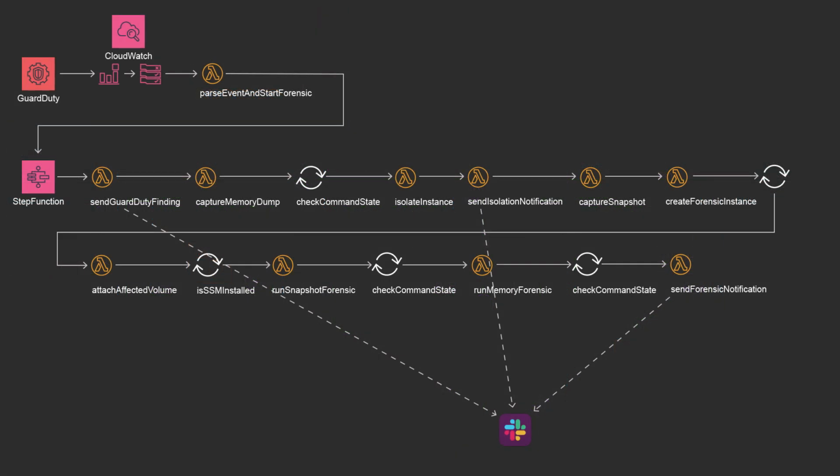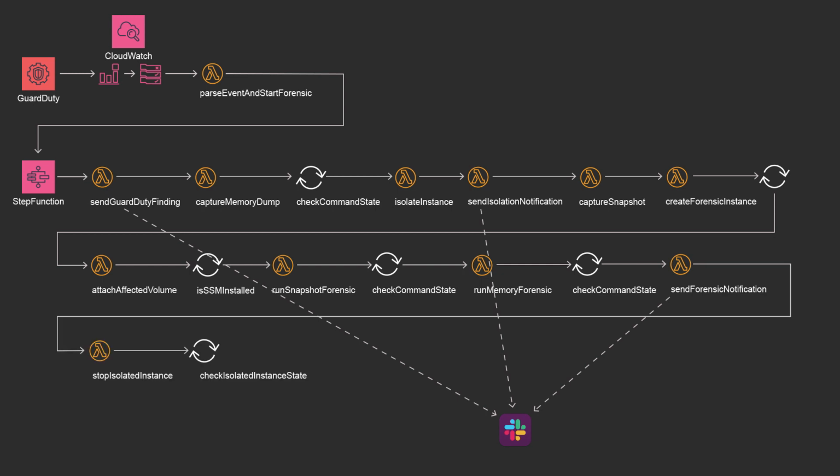When the forensic is complete, the step function will launch a lambda function to stop the attacked instance. However, depending on the time this entire process takes, the instance, because it is unreachable, might have already been terminated by the autoscaling group. And finally, the step function launches a last lambda function to send a notification to the administrator's Slack channel. So this is the entire process.